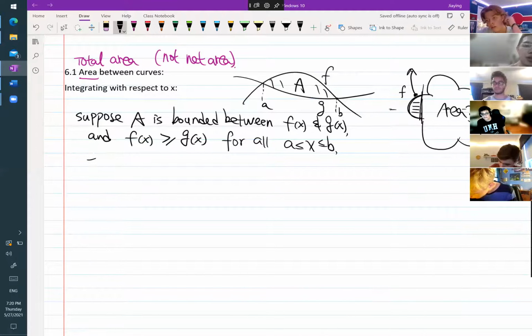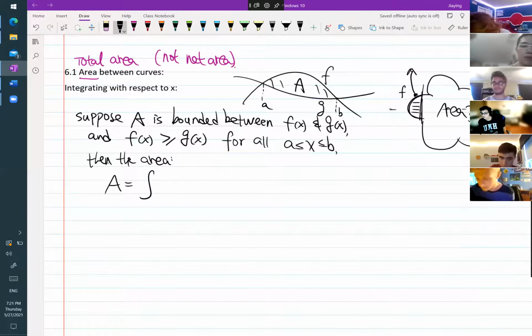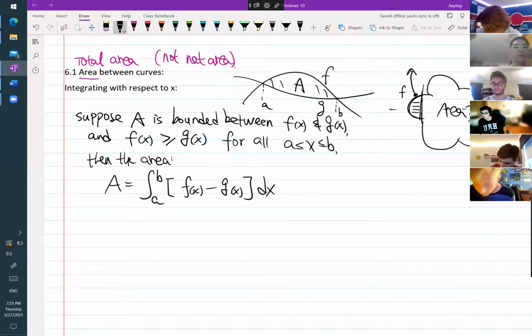Then the area A will be given by the integral from a to b of f of x minus g of x dx. I'm going to use a diagram to show you where this comes from.